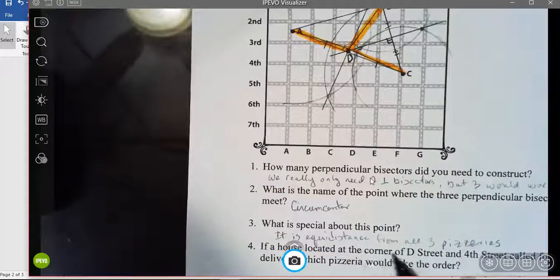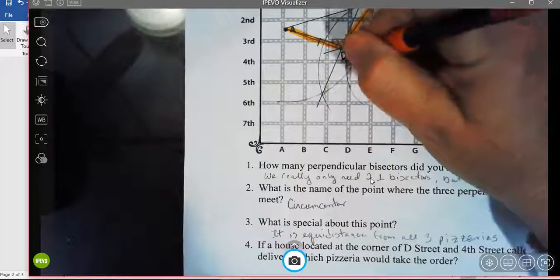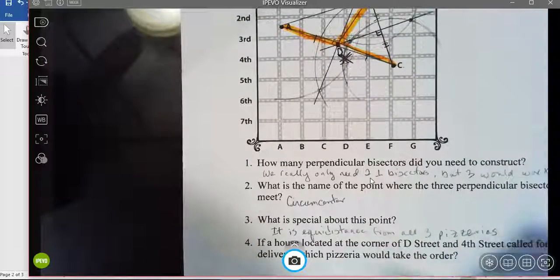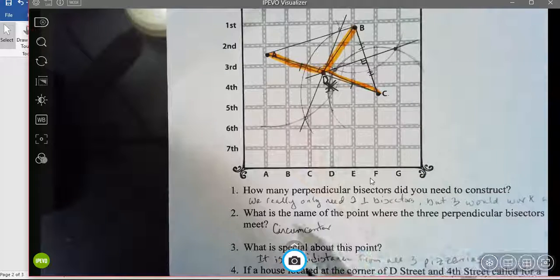If a house is located on the corner of D and 4th Street, so D and 4th Street right here, which pizzeria would take the order? Of course, C would take the order.